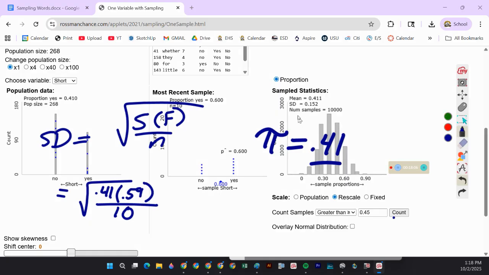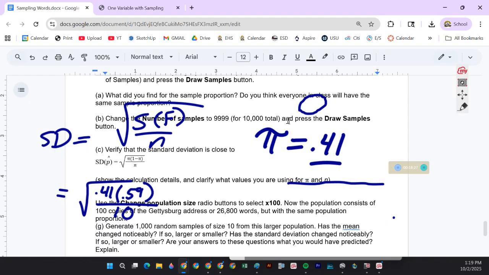How did we do? Pretty good. Why is it not perfect? Because this is a sampling distribution. This is what happened when we took 10,000 samples. And the sampling distribution is not going to be perfect. Okay. Get rid of this stuff.